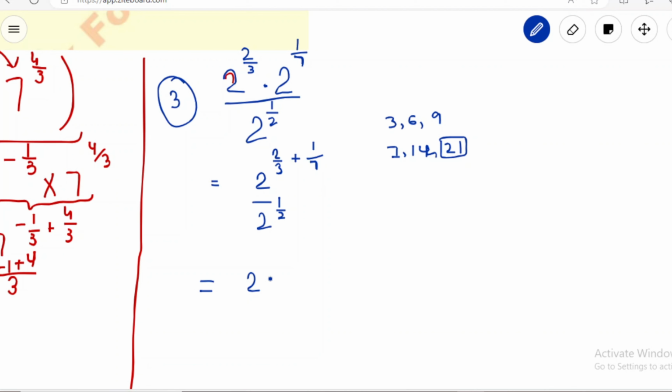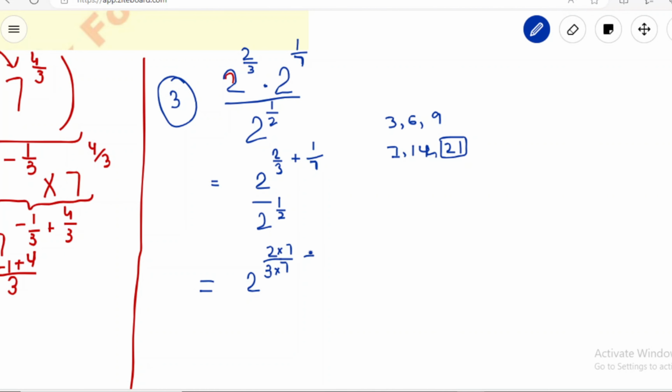So what we can do, we can make our denominator 21, because 21 is the number which is divisible by both 3 and 7. So to make 3 equal to 21, 3 times 7 is 21, and if we are multiplying something in the denominator, do the similar thing in the numerator.